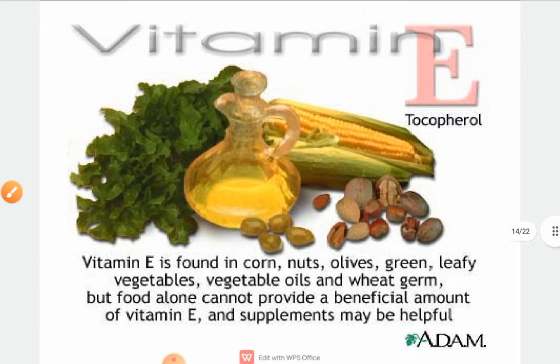The third vitamin is vitamin E. It is found in corn, nuts, olives, green leafy vegetables, vegetable oils, and wheat germ. But food alone cannot provide a beneficial amount of vitamin E, and supplements may be helpful. The chemical name for this is tocopherol.